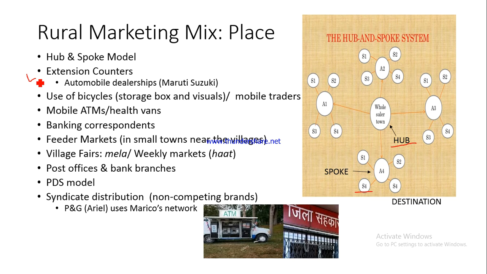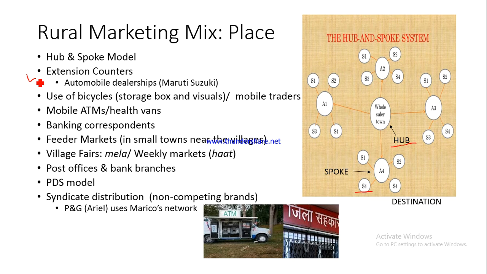But while you are doing this, you should take care that they are not your competitors. They are not your direct competitors. For example, Procter and Gamble's Ariel is there. Ariel, you know, is a washing powder, while Marico is one company which brings out the popular coconut brand of hair oil, the Parachute brand of hair oil.